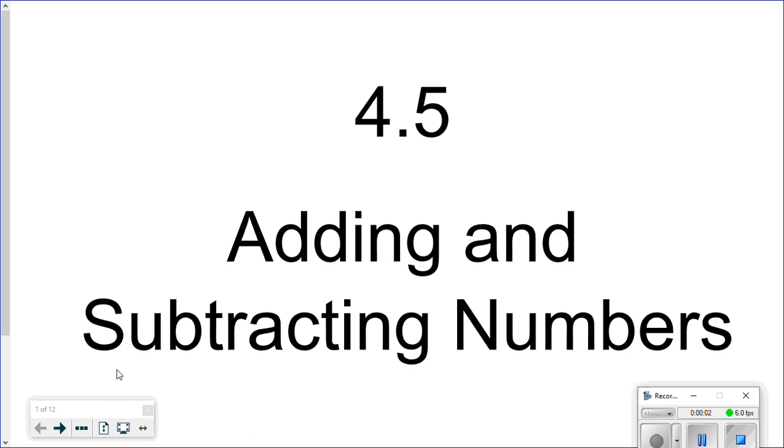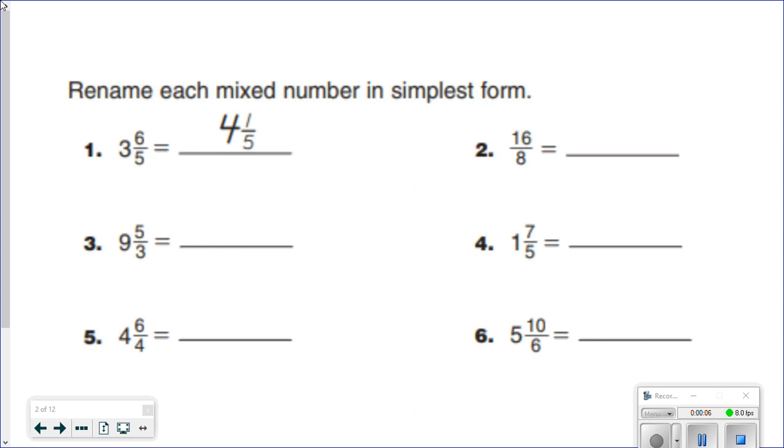Hello, sixth graders. Today we're going to be adding and subtracting fractions. Let's take a look at some of these things. We're going to rename each mixed number into simplest form. Let's see, how did they solve this right here?